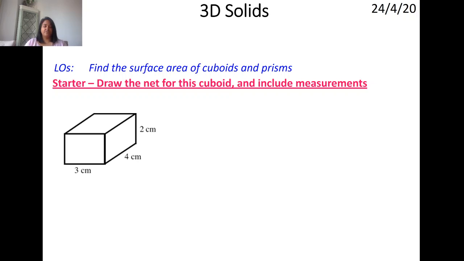And what I'd like you to do for your starter is, just here on the screen I've got a cuboid, a 3x4x2 cuboid. And I'd like you to have a go at drawing the net for this cuboid and include the measurements, so right onto the sides of the shape of the net what the measurements are, so 3 centimeters, 4 centimeters and 2 centimeters. Hit pause while you do that and then have a look to see if you've got it right in a moment.